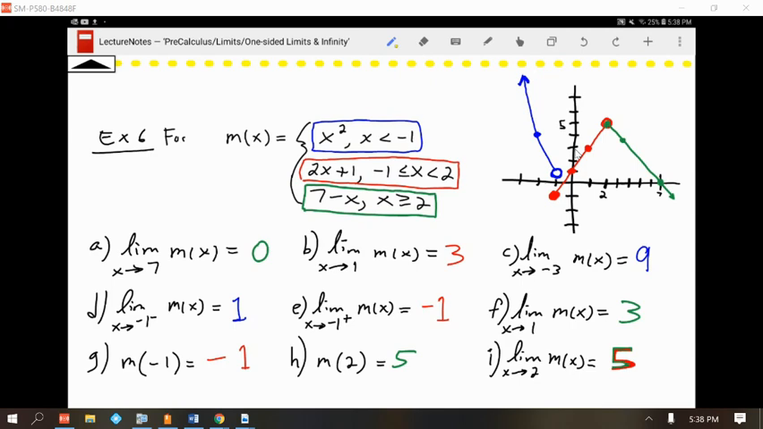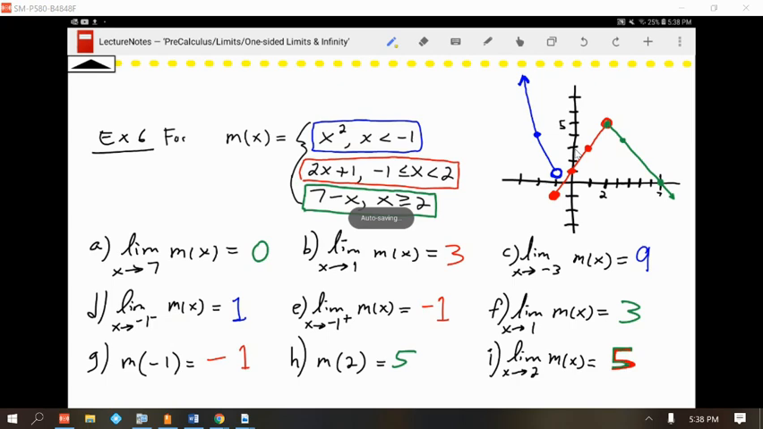Notice the graph does not equal, there's no solid blue dot, right? Because I'm on the blue piece, I'm coming down to -1. Like I'm at -1.00000001. As I approach -1 from the left, I use the top function. And I just plug -1 in and get 1, okay?